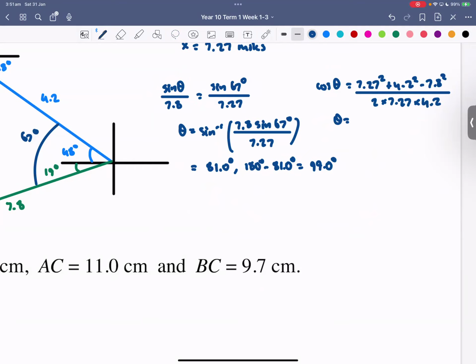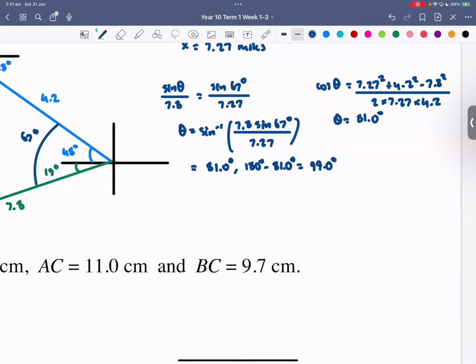I used sine rule, I used it correctly, and I got two answers because I had to consider the ambiguous case. Now I'm using cosine rule. What am I getting theta is? Don't forget you have to inverse cos the answer then. 81.0, only the one answer. And do we ever do the ambiguous case with inverse cos? No. All right. So this is confusing. Sine rule gave two legit answers. Cosine rule only gave the one answer.